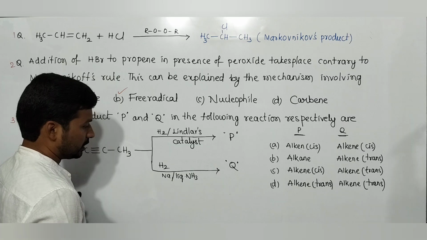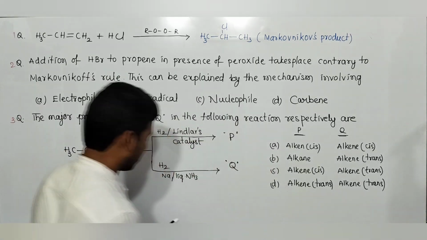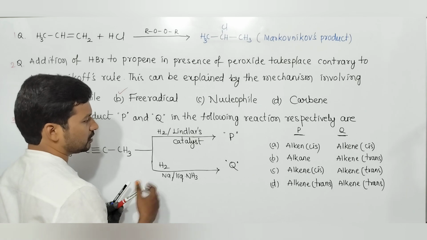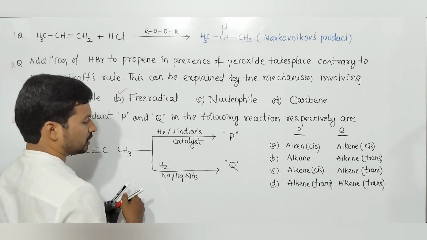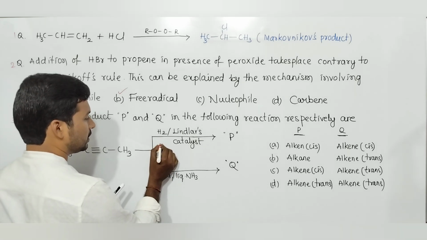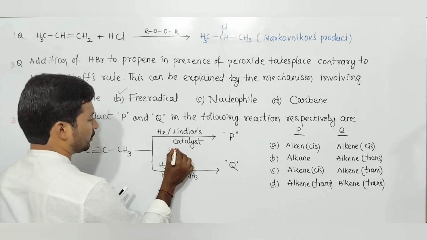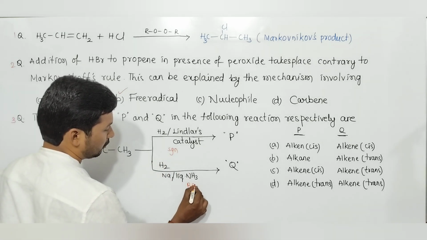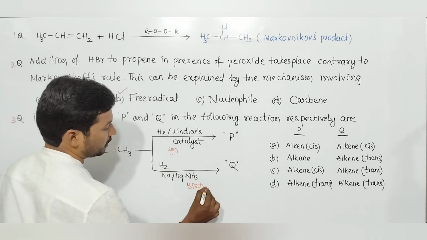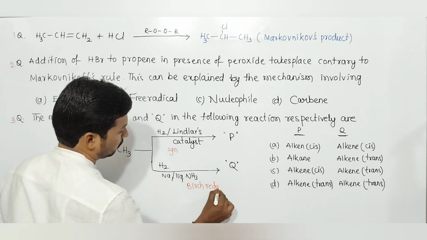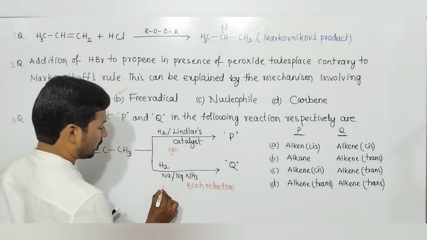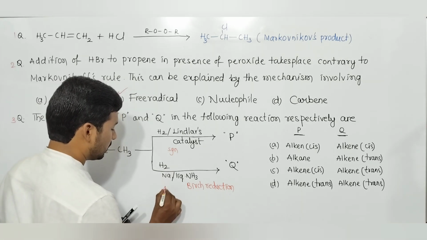So what is the above one? Lindlar catalyst. Lindlar catalyst and any other catalytic hydrogenation is cis addition, syn addition. So the above one is syn addition. And this is Birch reduction: hydrogenation in presence of sodium in liquid ammonia is Birch reduction. Birch reduction is trans addition, or it is also called anti-addition.